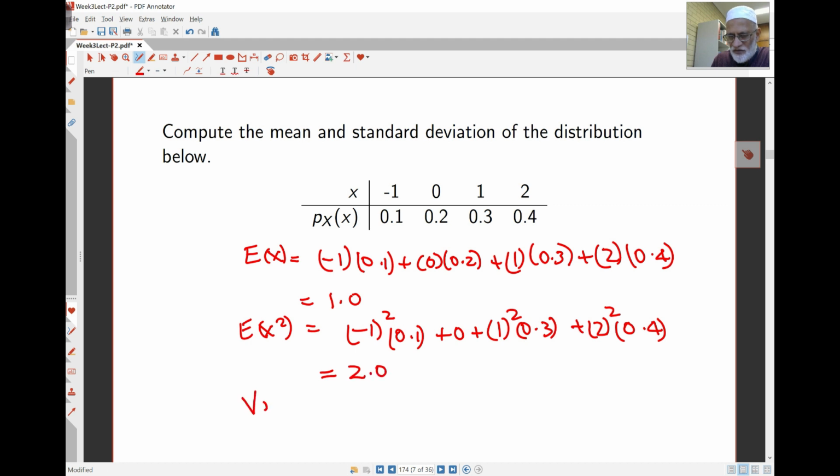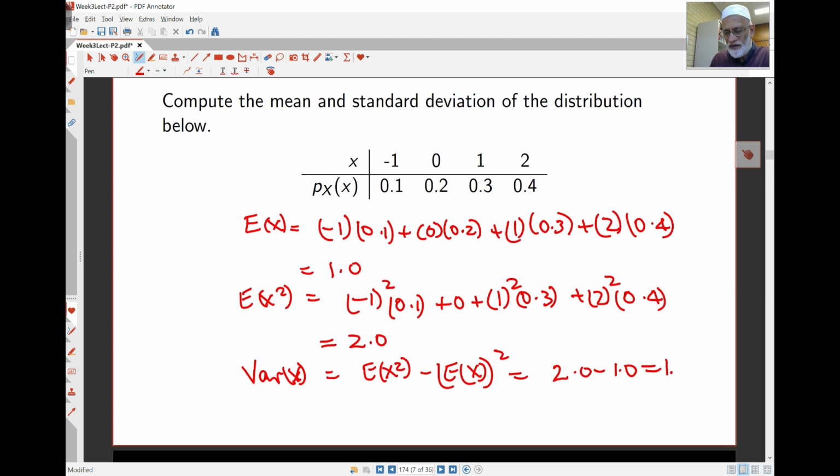And so the variance of X from my calculations so far, I know this is E of X squared minus the mean, all squared. So that's 2 minus 1, which is equal to 1. And so the standard deviation is the square root of the variance, which is also equal to 1 in this case. So that works out quite nicely.